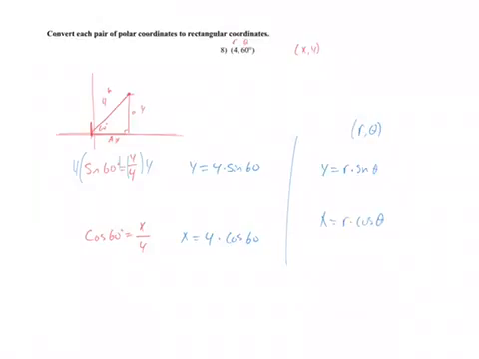So I'm just going to plug this in my calculator real quick and find the answers to that. So I'll have the point 2 comma 3.46. And that's my rectangular coordinate given the polar coordinate.